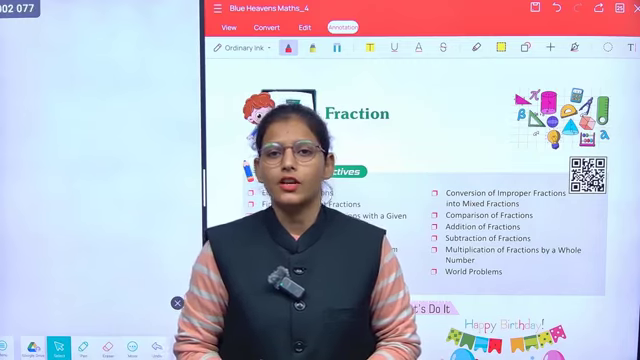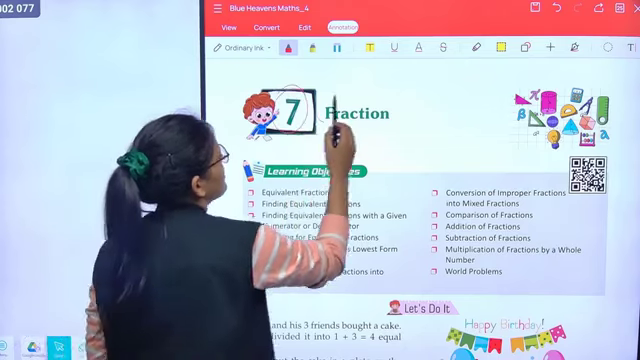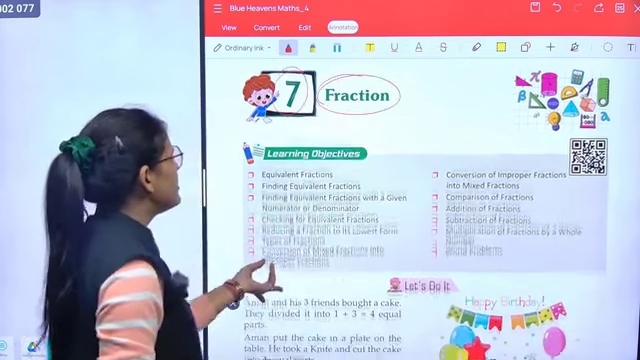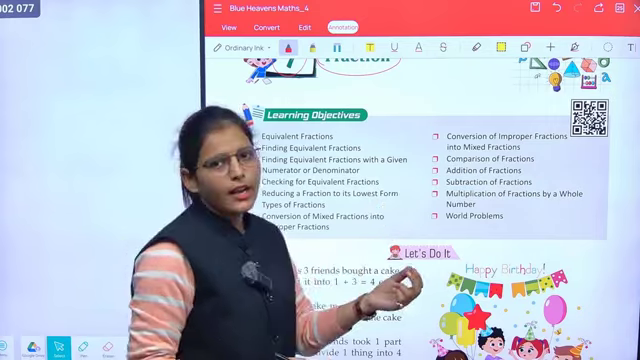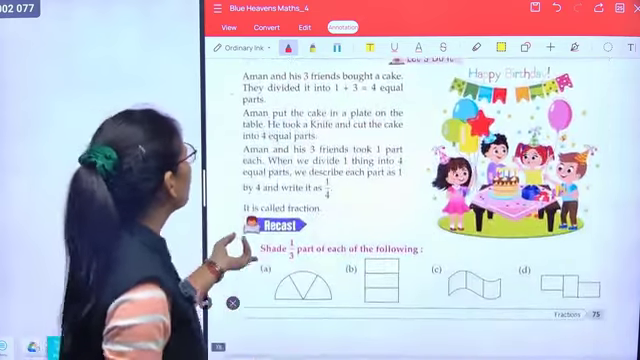Students, today we will learn chapter number 7. Chapter number 7, that is fraction. Now students, these are our learning objectives. Okay, so let's start the chapter.